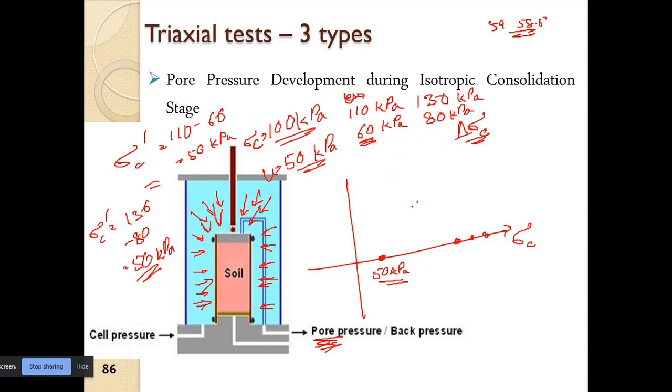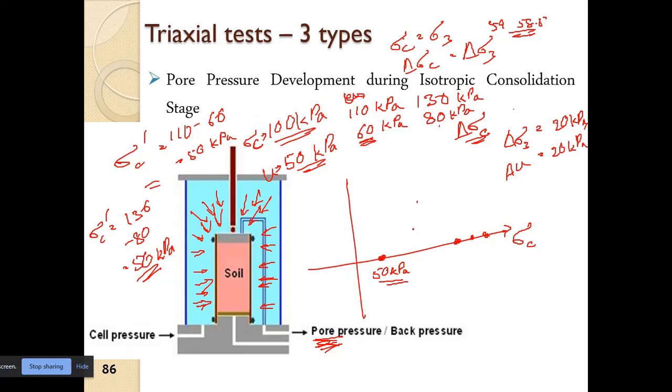Now, here, what is happening is that if we find out delta sigma c and delta U, delta sigma c is equal to delta sigma 3. So we can say sigma c is equal to sigma 3. So delta sigma c is equal to delta sigma 3. Here, delta sigma 3 is 130 minus 110, which is 20 kPa. And what is delta U? Delta U is equal to 80 minus 60, which is also 20 kPa.